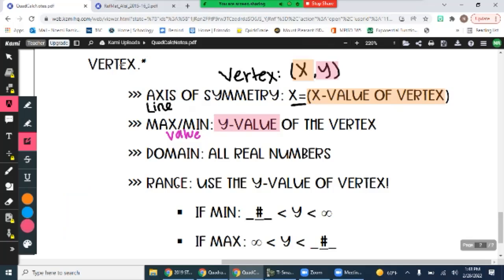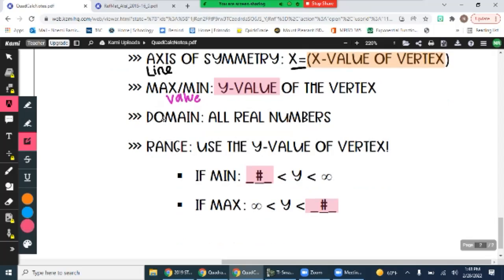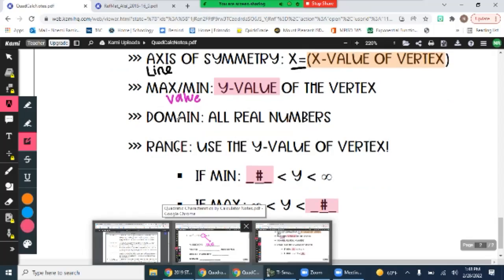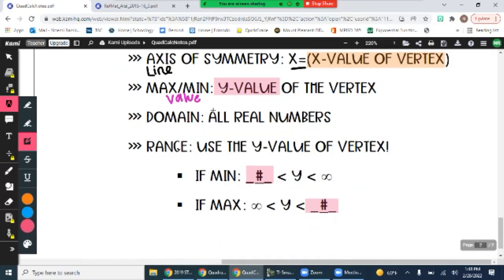Range. For the range, you're also going to use that Y value. You're either going to place the Y value here or here, and I will show you how to determine that. If it's a minimum, your range is going to be written similar to this. If it's a maximum, it'll be written similar to that. But we will have examples of both. Ready? Everybody have this copied?